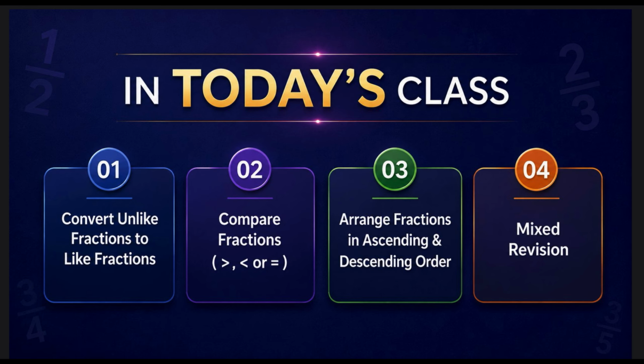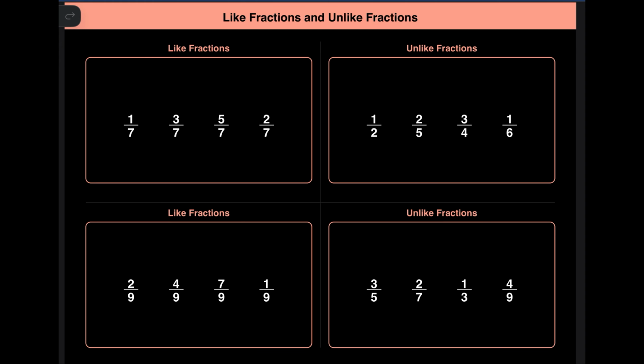I'm going to begin with the very first: what are like and unlike fractions? Let's see what we have. Okay, now look at these. Like fractions are those where the denominators are the same in all fractions. That's it. So if the denominators are the same, they are known as like fractions. Look here, all the denominators are 9. So these are known as like fractions.